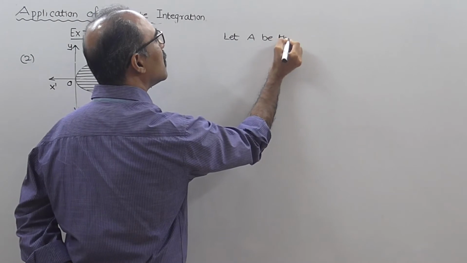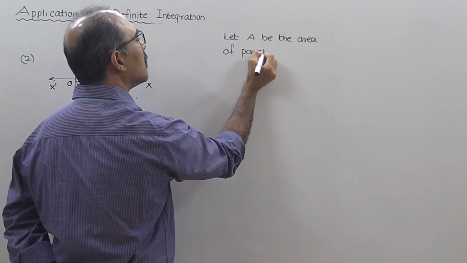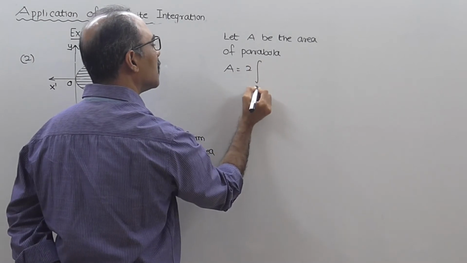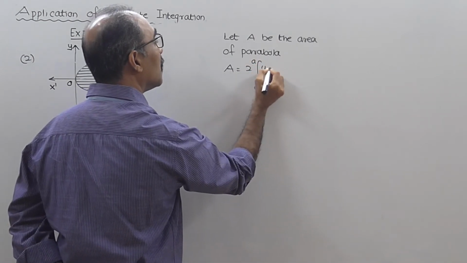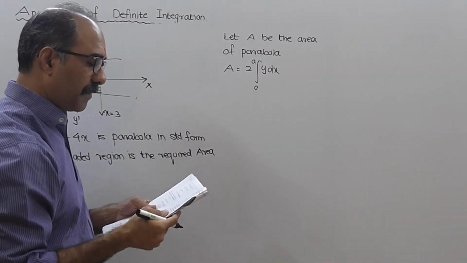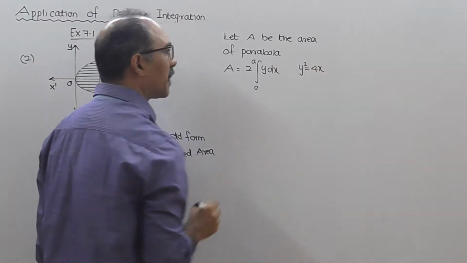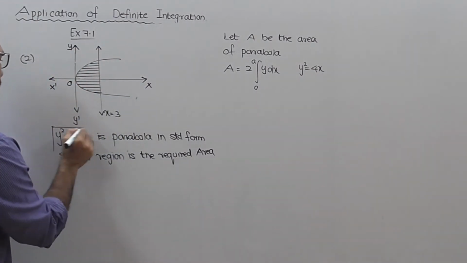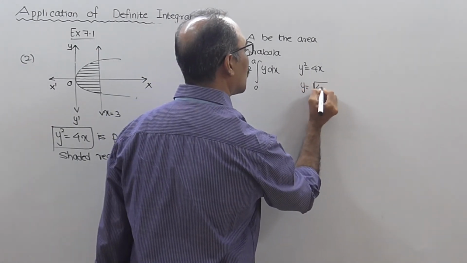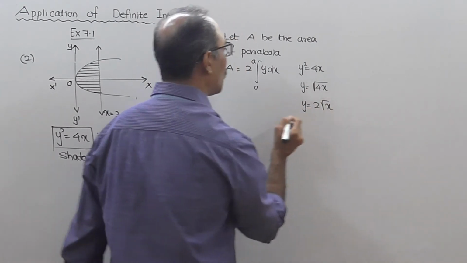Let A be the area of the parabola. Area will be equal to 2 integration 0 to a of y dx. Now the equation of the parabola is given as y square equal to 4x here. So we don't want y square, we want y. So can I say that y equal to, don't write plus or minus, it is plus root of 4x. Root of 4 is 2 and root x.